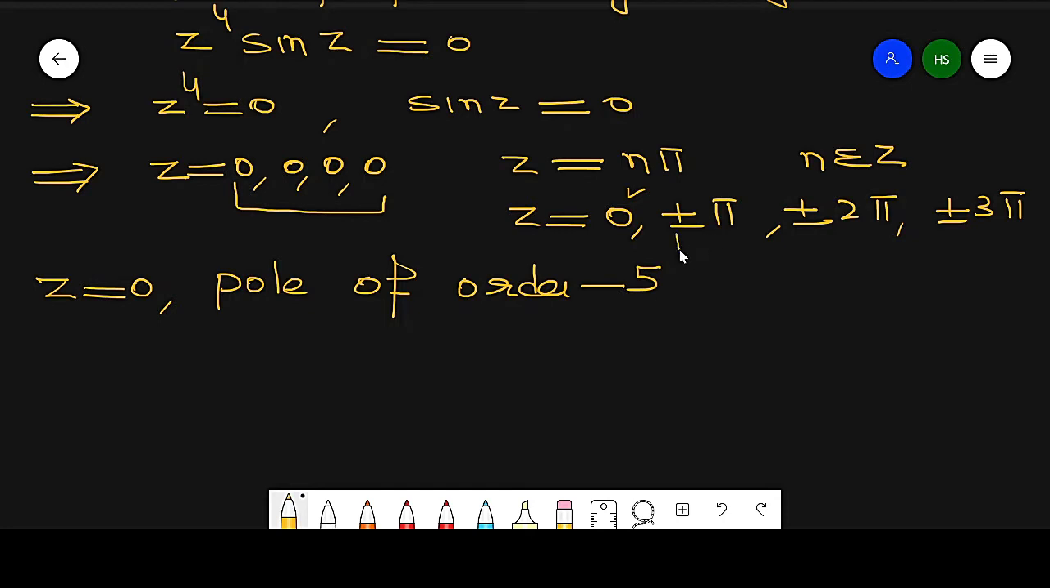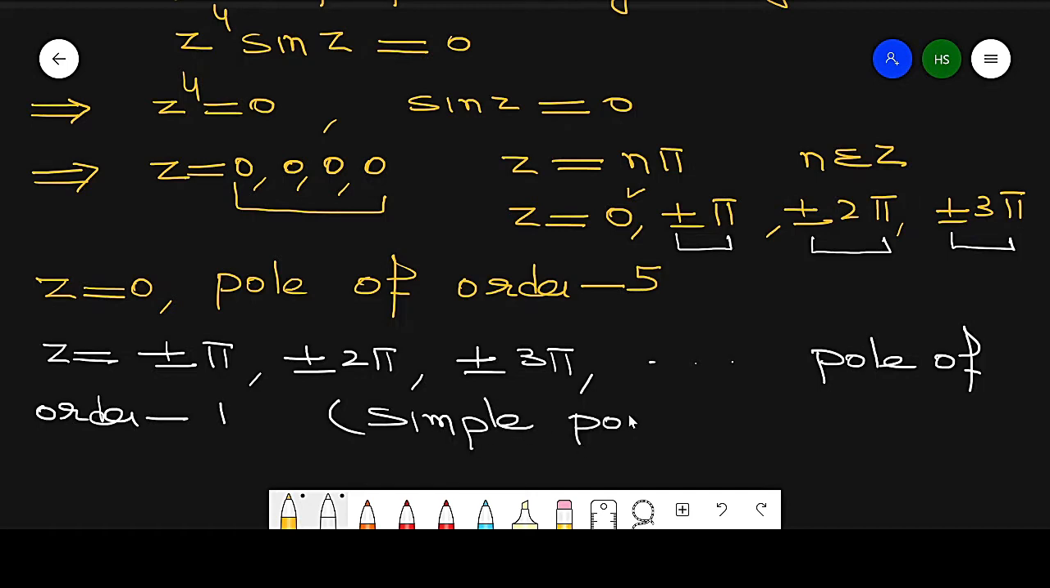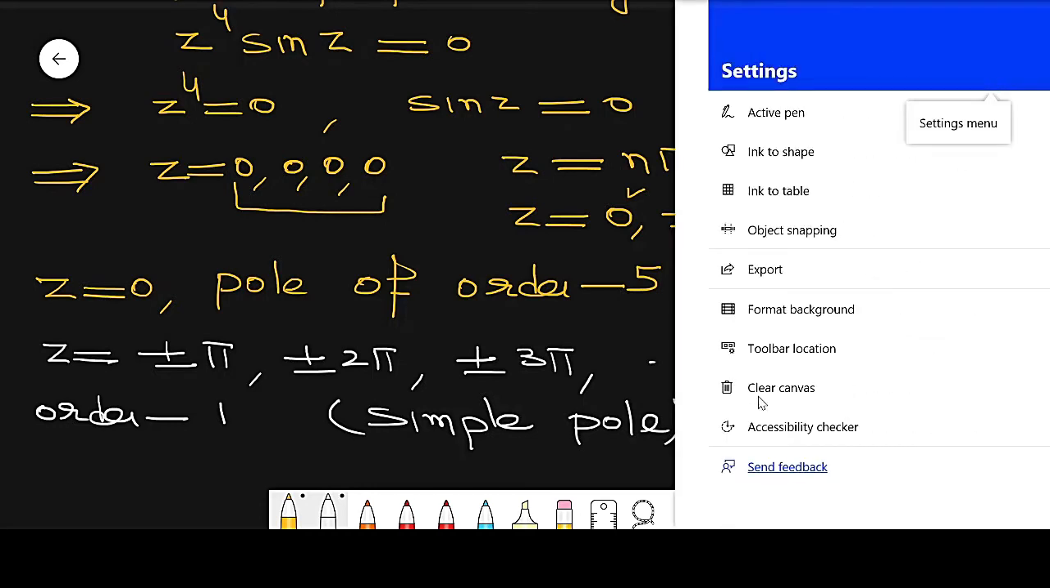Now the other values plus minus pi, plus minus 2 pi, plus minus 3 pi, all of these are simple poles, poles of order 1. So z is equal to plus minus pi, plus minus 2 pi, plus minus 3 pi and so on, these are poles of order 1. Also we can say that it is a simple pole. So a pole of order 1 is also called a simple pole. So this is my result of this question. After that, I will discuss another question.